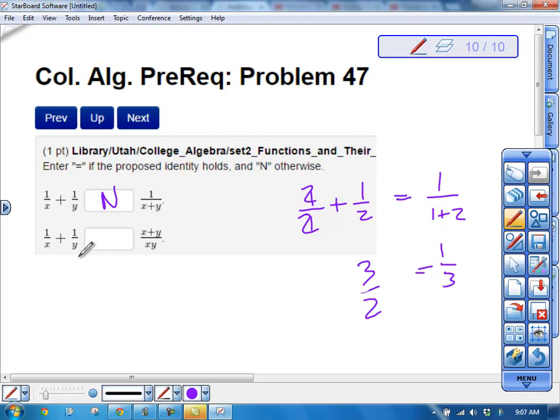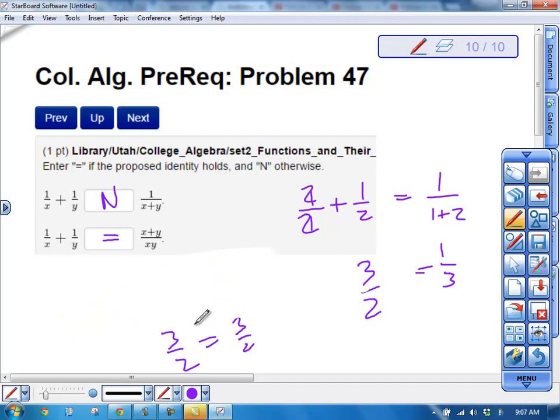Next one, same thing. I'm just going to try it with numbers again. So I'll try 1 for x and 2 for y again, and see if that equals 1 plus 2 over 1 times 2. So that's 3 halves here. Here, 2 times 2 gives me 3 halves. So 3 halves does equal 3 halves. So my guess is this identity does hold true.